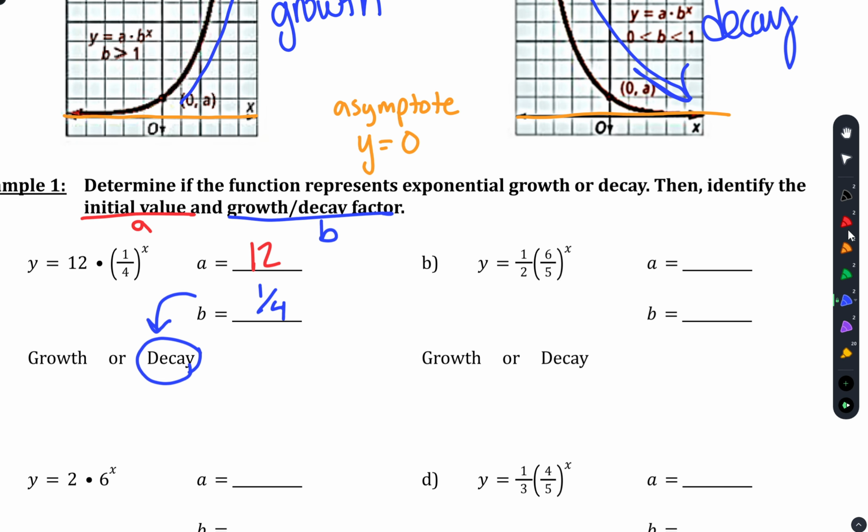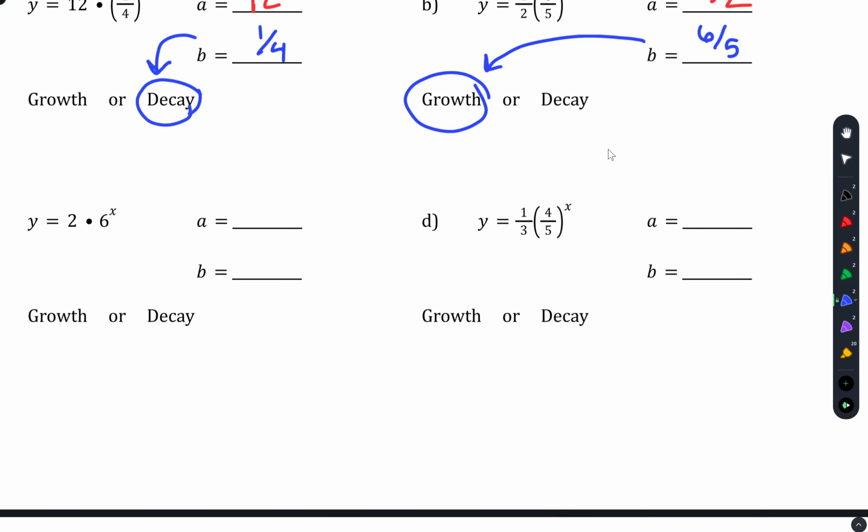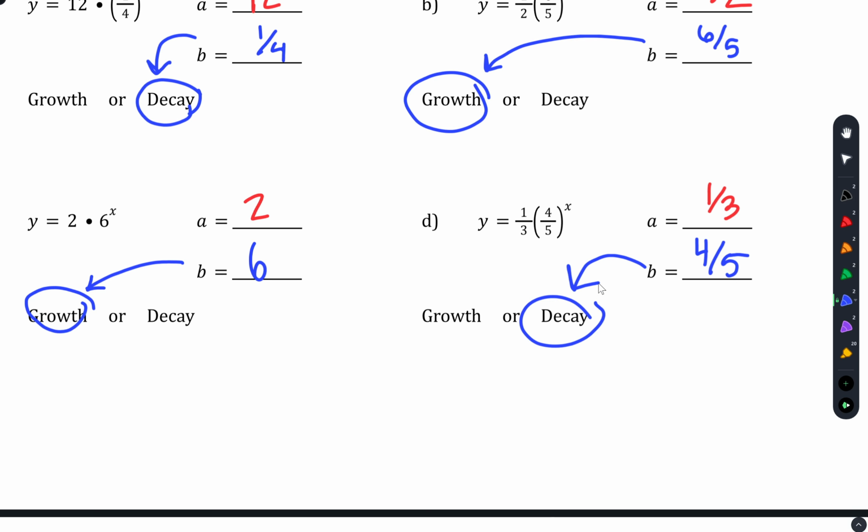Letter B. A equals 1/2. B equals 6/5. Growth or decay? Why? It's bigger than 1. What about letter C? A equals? B equals? Growth or decay? This one is growth. It's bigger than 1. Letter D. A equals 1/3. Thank you. B equals? Growth or decay? Beautiful. Any questions on that?